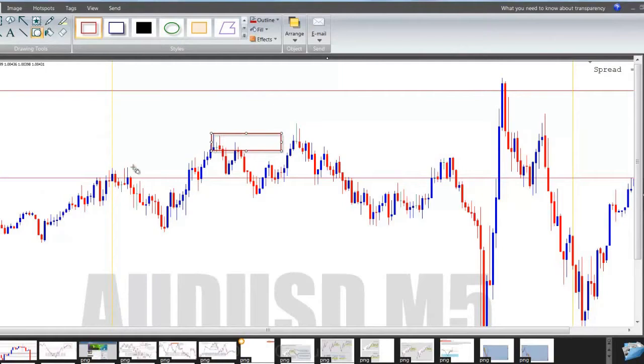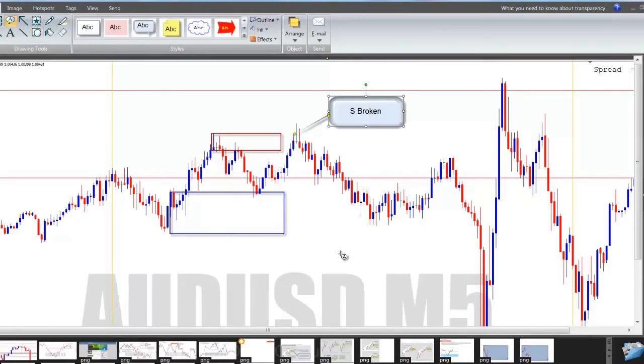Supply. And then we have demand. We have supply broken. We'll write in supply broken there. Here we have demand touched. So then we have, move this out of the way a bit. And we'll get this copied.